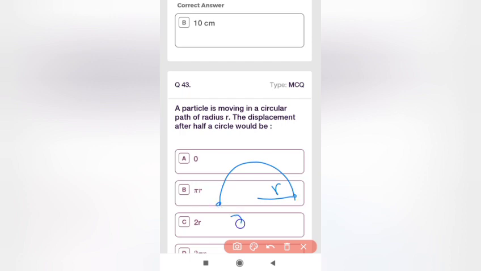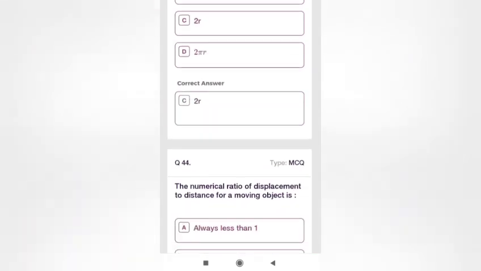So it covers half of the circumference, which gives you pi r. Pi r will be the distance. Here they have not asked you the distance, they have asked you the displacement. Displacement is going to be 2r, because it's moving half of this, so it is r plus r. So it is 2r. Option C is the correct answer.